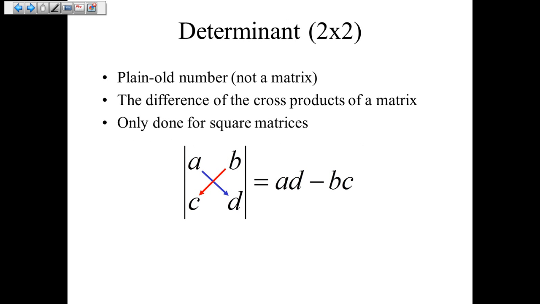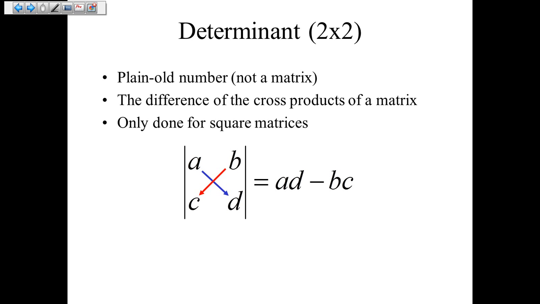Now a determinant is a plain old number that we get from a matrix. It's no longer a matrix anymore. For a 2x2 matrix, it's the difference of the cross products of the matrix. And determinants can only exist for square matrices. So we're going to be looking at how to find the determinant for a 2x2 and a 3x3. To ask what's the determinant of a 2x3 or a 1x4 doesn't make sense.